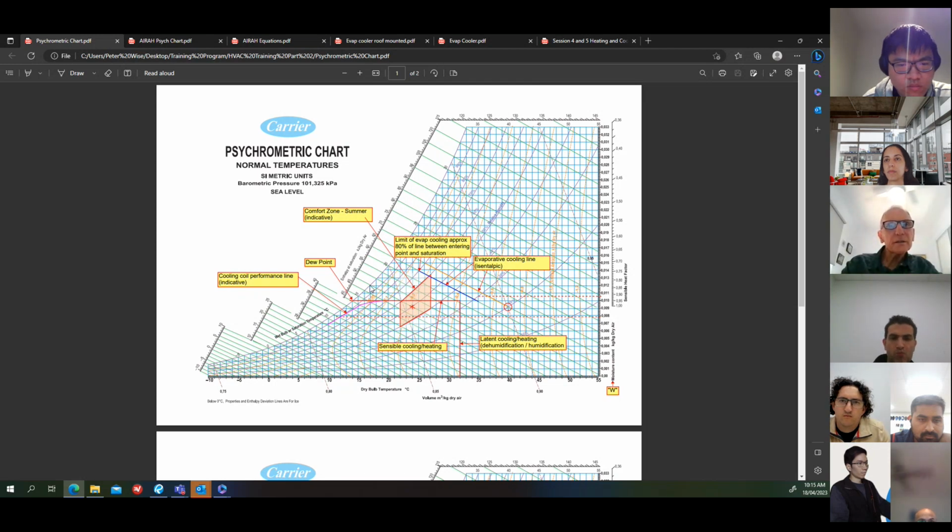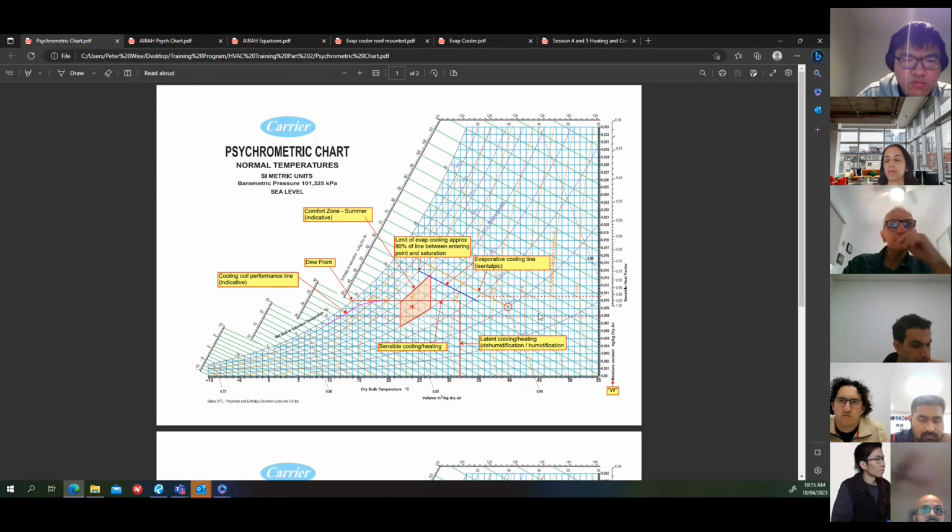On the chart, you just take that line across the saturation, and that tells you what the wet bulb temperature is. And the moisture content, you'd take a horizontal line across here, and it's about 9.4.